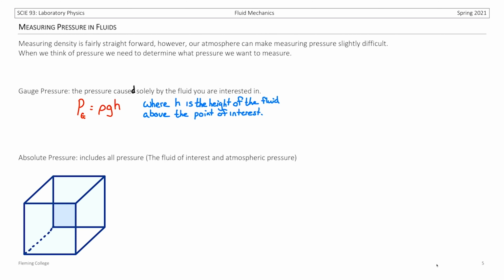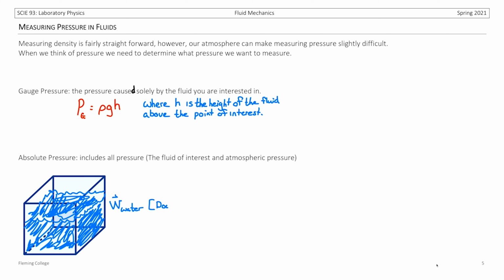Or we could measure the absolute pressure, which includes all pressure acting on our fluid. So if we want to know all the pressure acting at the bottom of our aquarium, we would have to consider the force from the weight of the water pushing down, as well as the force from the weight of all the air above it also pushing down. Absolute pressure, P subscript ABS, is equal to the atmospheric pressure, P subscript ATM, added to the gauge pressure.